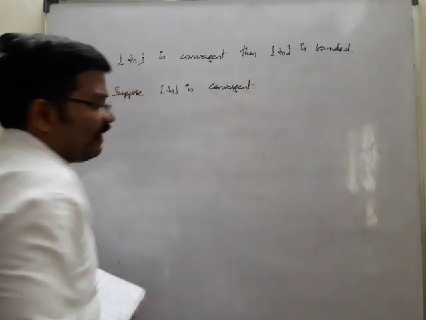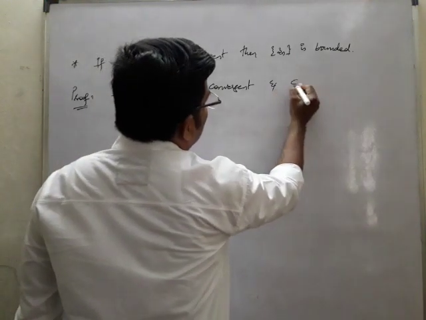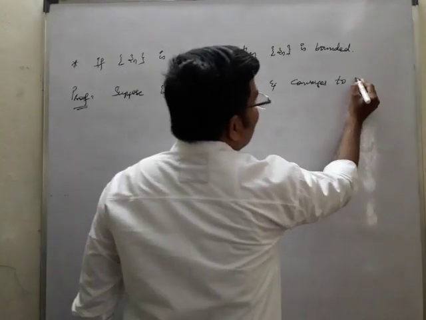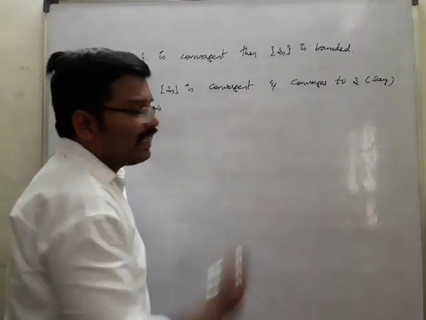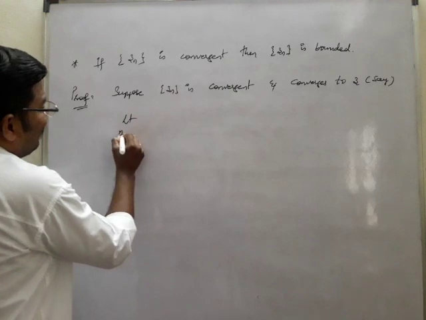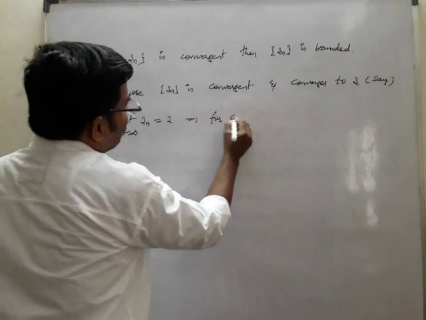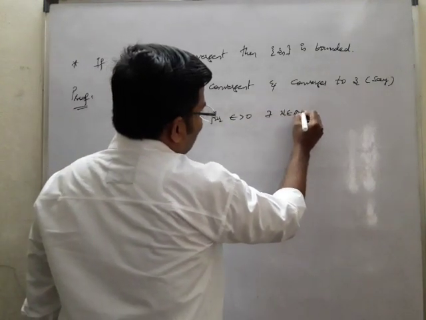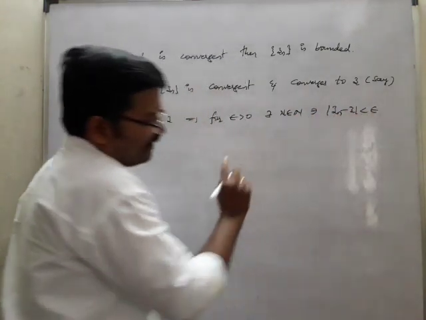Let us take that the sequence is convergent. So it converges to some z. Therefore, what we can write here is the definition: limit n tends to infinity of Zn equal to z implies that for epsilon greater than 0 there exists n belonging to N such that mod Zn minus z is less than epsilon. Let us take it like this.